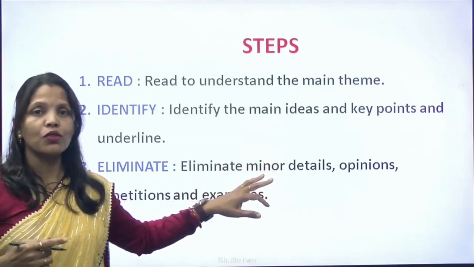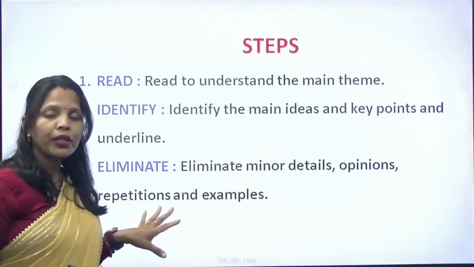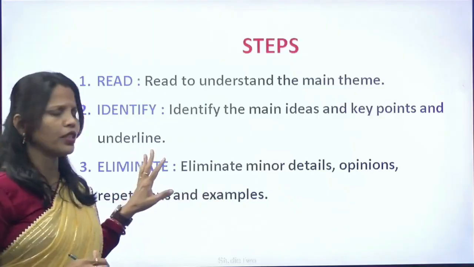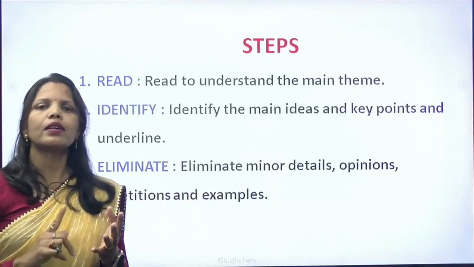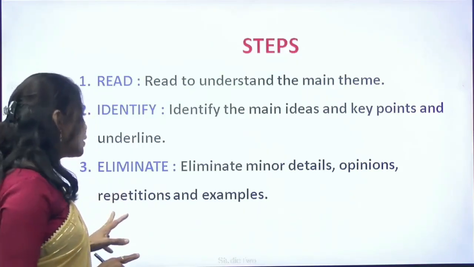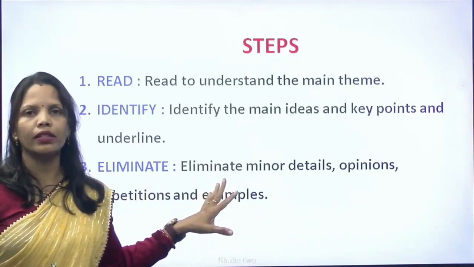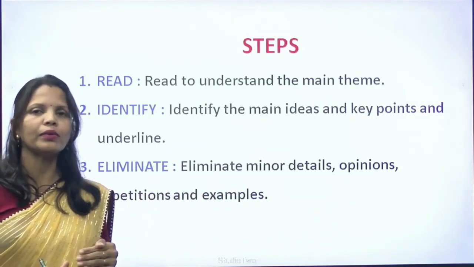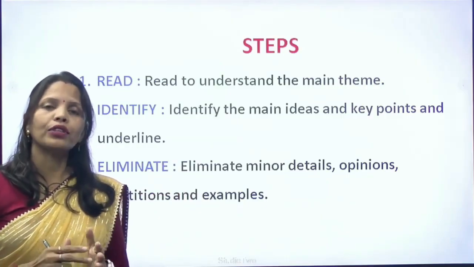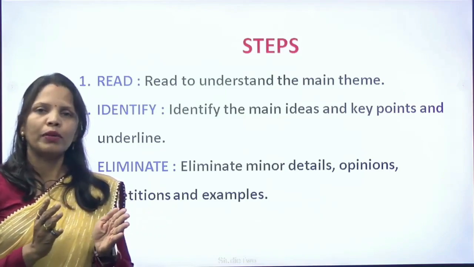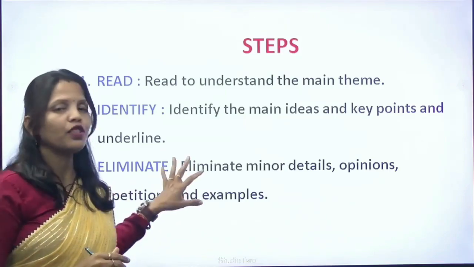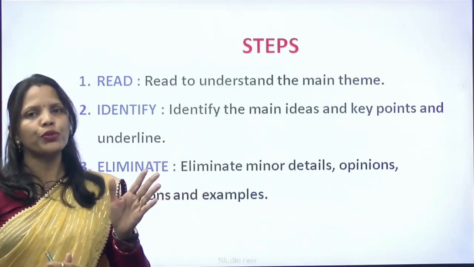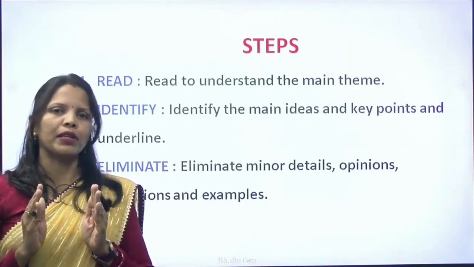Secondly, all the opinions, judgment, interpretation, repetition, if you find any repetition there, and examples. These four things, you have to remember these four things. What are these? Minor detail, opinion, repetition, and examples. Eliminate all these four things. Okay, when you eliminate all these four things from any passage, after that the passage is half itself. The passage automatically becomes half if we eliminate these four things. Then we have already underlined the main points, and we write them in a short concise passage.